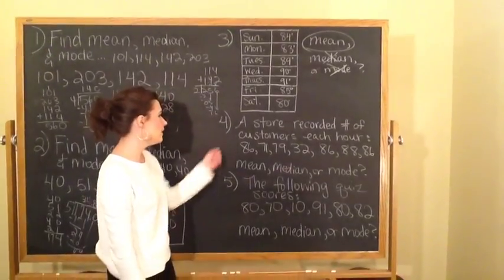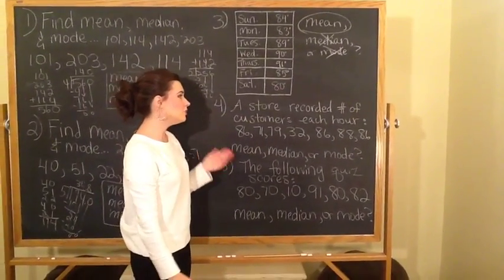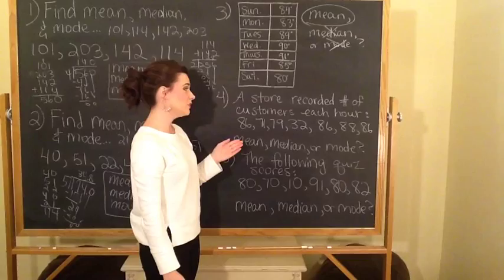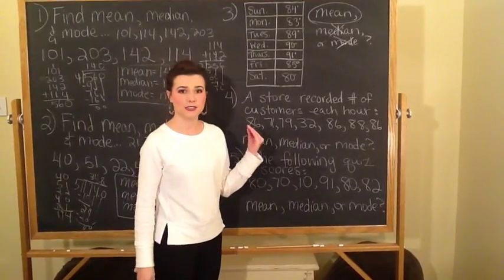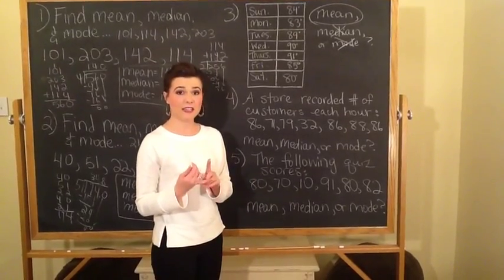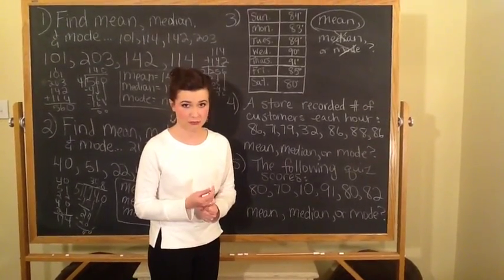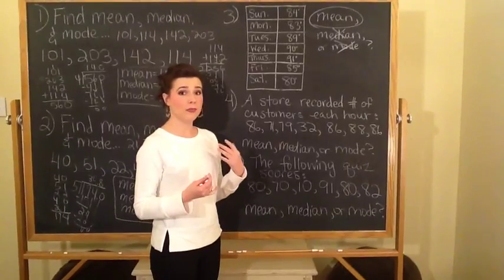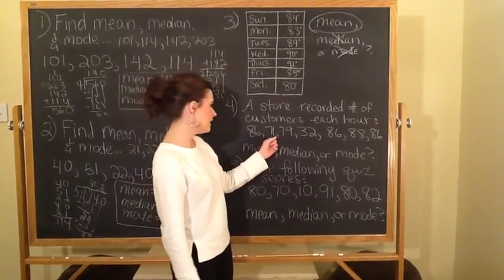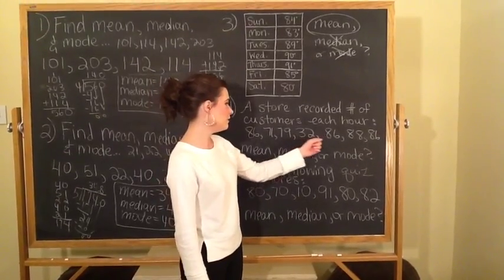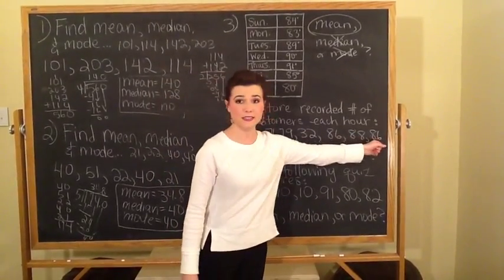Okay, let's go ahead and look at example number 4. It says a store recorded the numbers of customers that come in each hour. So first, let's go ahead and look at our list of data. I'm going to first look at, okay, do any of the numbers repeat? Because that might tell me if the mode would be good to use. So I'm going to just start there. Okay, I have 86, 71, 79, 32, 86, 88, 86.